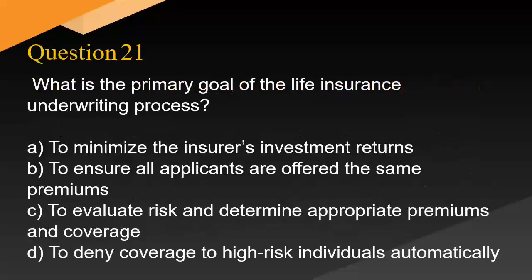What is the primary goal of the life insurance underwriting process? A. To minimize the insurer's investment returns. B. To ensure all applicants are offered the same premiums. C. To evaluate risk and determine appropriate premiums and coverage. D. To deny coverage to high-risk individuals automatically.